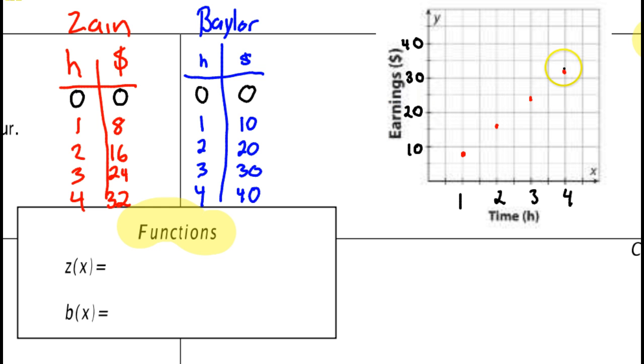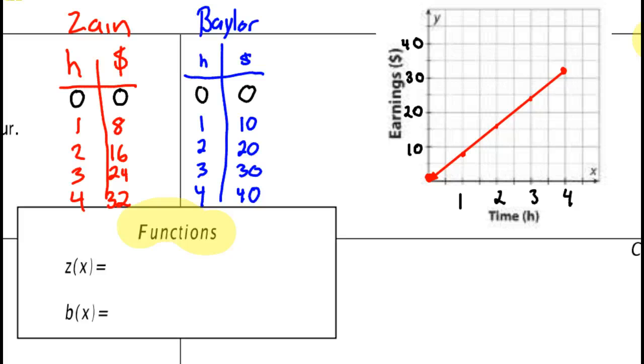Use your straight edge. And technically, since he says he only works 4 hours, this graph stops at 4 hours. It doesn't keep on going like some of the ones we did yesterday. Word problems usually have some defined domain. They're only from this amount of time, from 0 to 4 hours, and that's it.